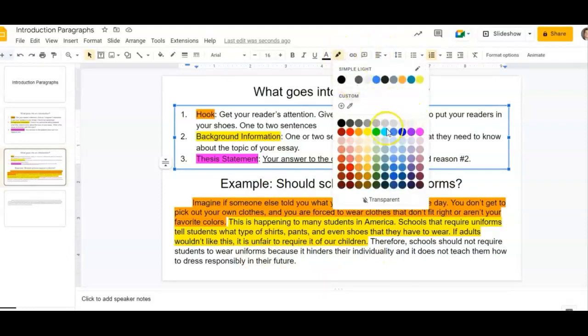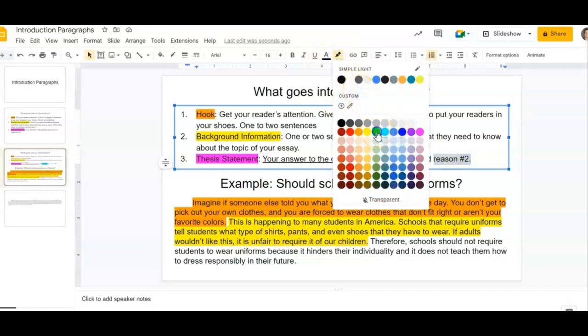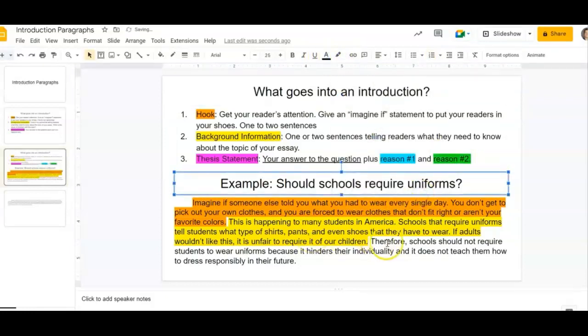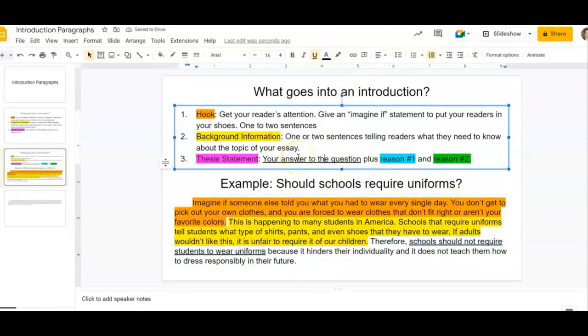So reason 1, what color haven't we used? Let's make that blue. And reason 2, let's make that green, okay? So we have my answer. So should schools require uniforms? Schools should not require students to wear uniforms. There's my answer. Very clearly in a complete sentence, I'm answering the question. I'm not just saying I think yes or I think no, or they should because. I'm using all the words from the question in my answer.